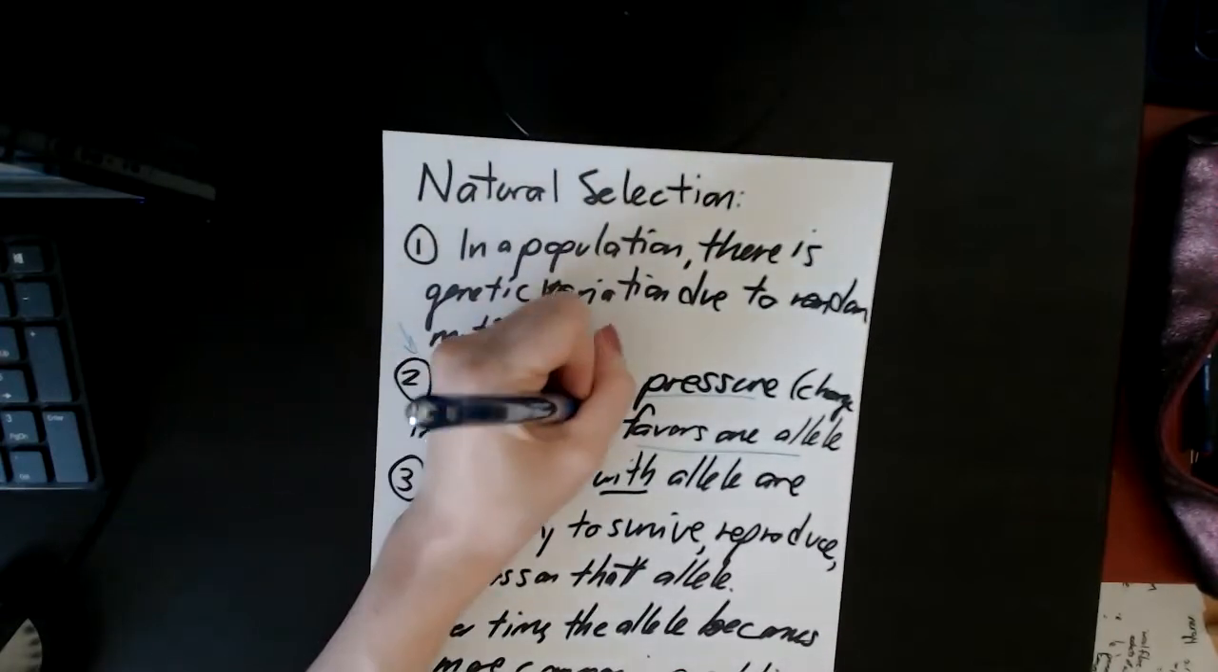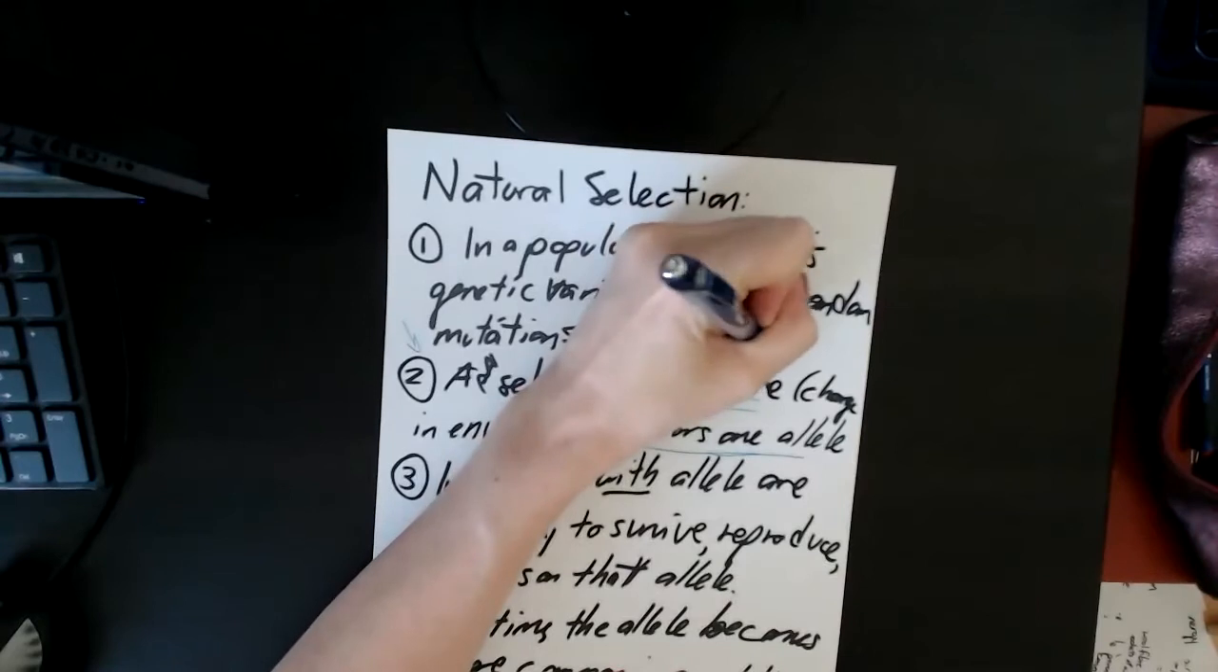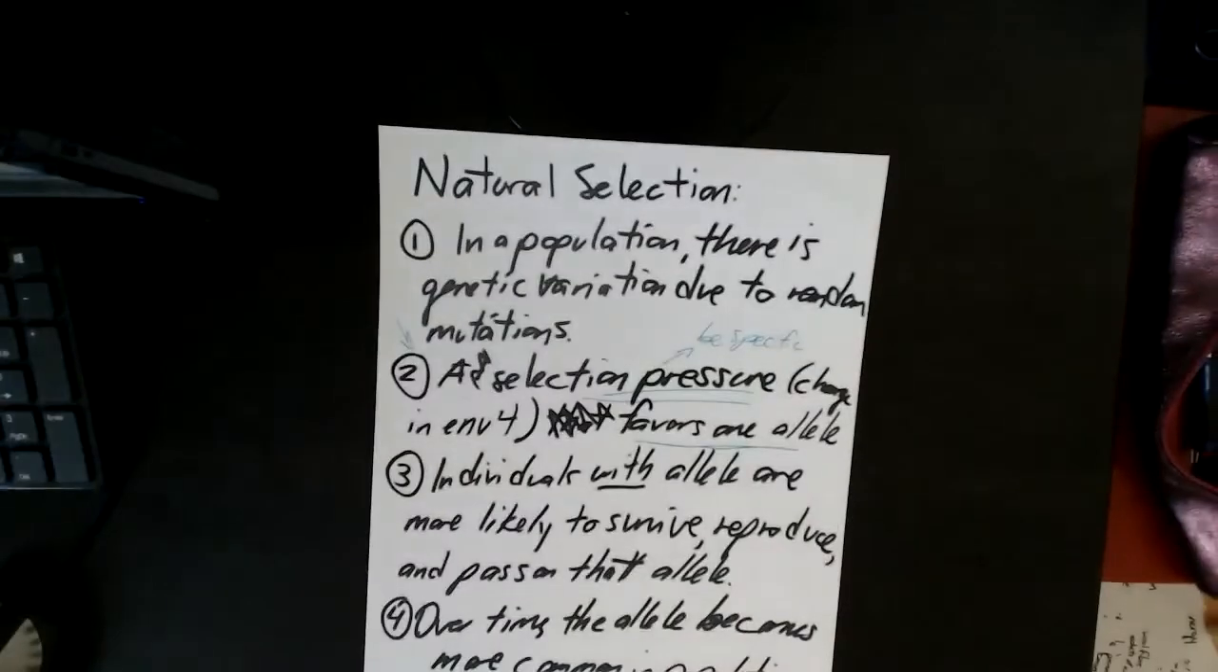So the idea is that for this part, you need to be specific on what the selection pressure is and how the allele that is selected for benefits from that selection pressure. How does it survive better?